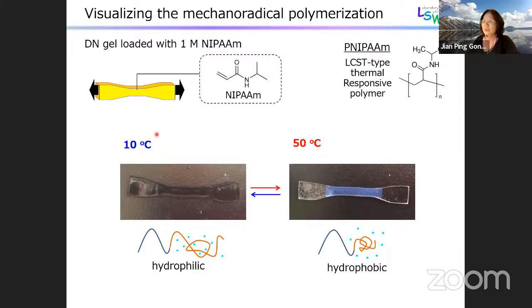As you can see here, at low temperature we see the transparent sample, but at high temperature we see the sample become turbid.